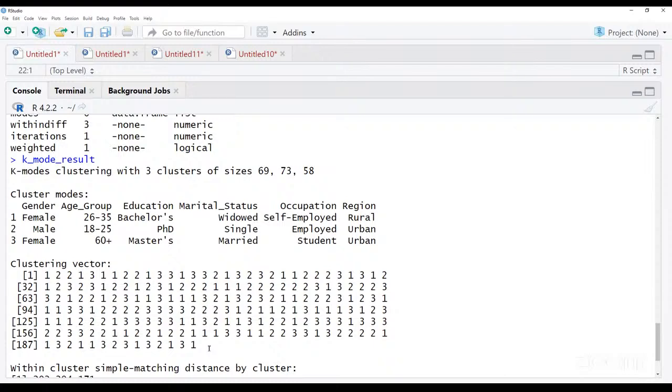So total data is 200 data. So these 200 data will be classified into 3 groups. So first, individual 1 is in the first group.